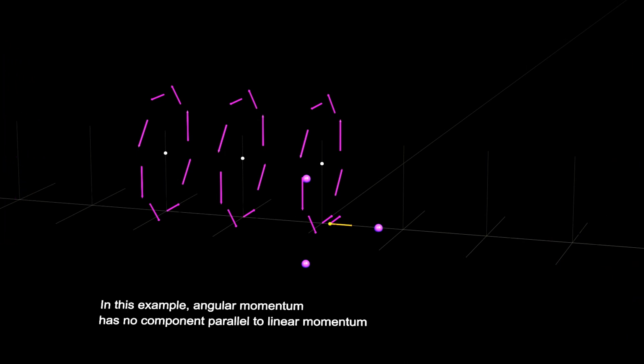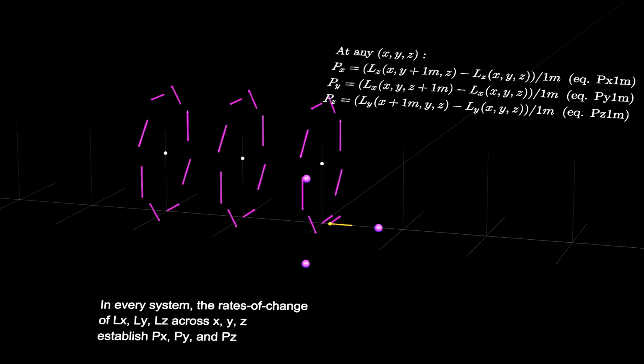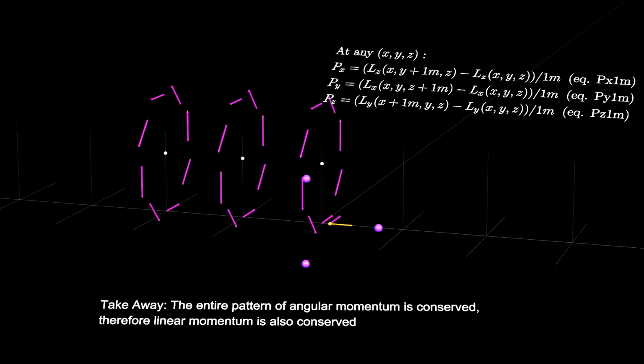In this example, angular momentum has no component parallel to linear momentum. In every system, the rates of change of Lx, Ly, and Lz across x, y, and z establish Px, Py, and Pz. Remember, the entire pattern of angular momentum is conserved, therefore linear momentum is also conserved.